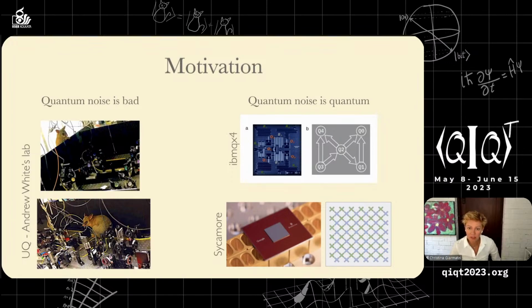And this is the chip from the Sycamore from Google, and these crosses over there, one color is the qubits and one color is the connections. So you have a lot of qubits, a lot of connections, and when you're using some of them, everything else can be your environment.